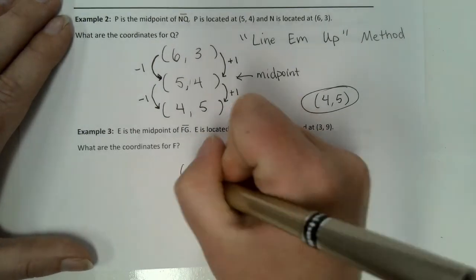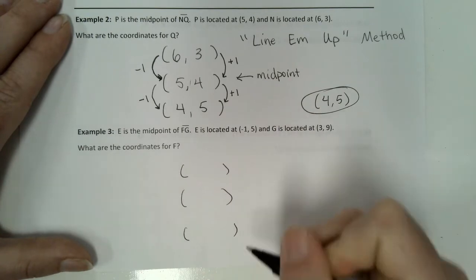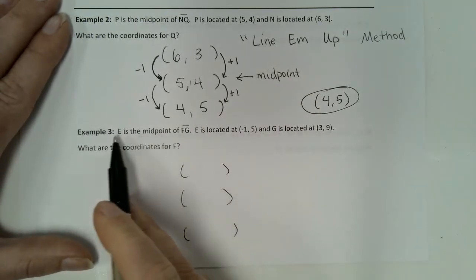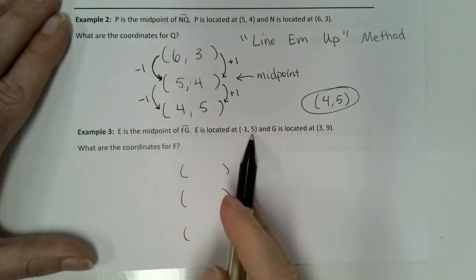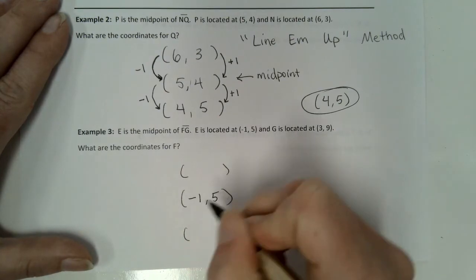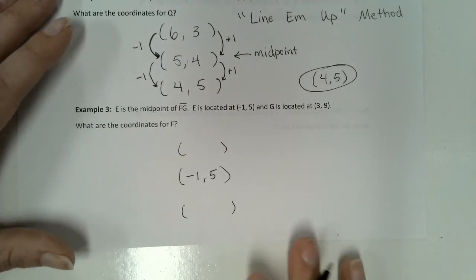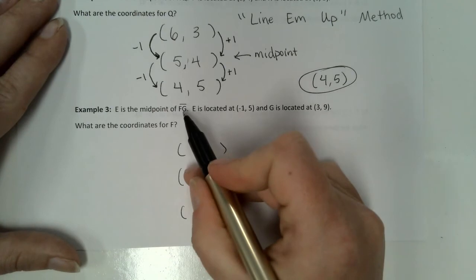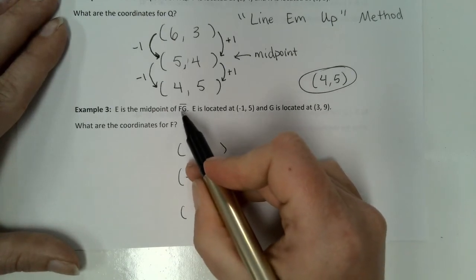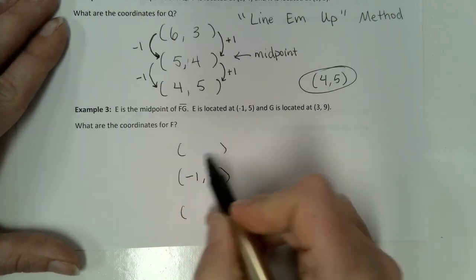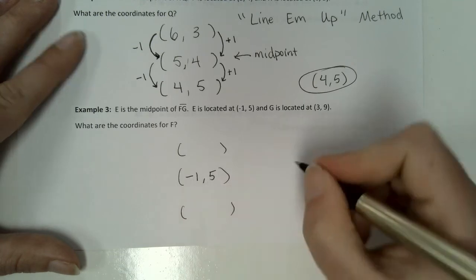In the middle, make sure you put your midpoint. So what did they say the midpoint was? E. That would be this one. (-1, 5) must go in the middle. Now, G, it doesn't matter if it's the first or the last. We're always going to put it on top. Just make sure your middle goes here.